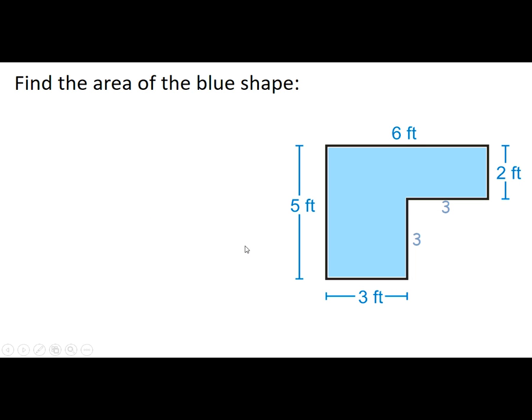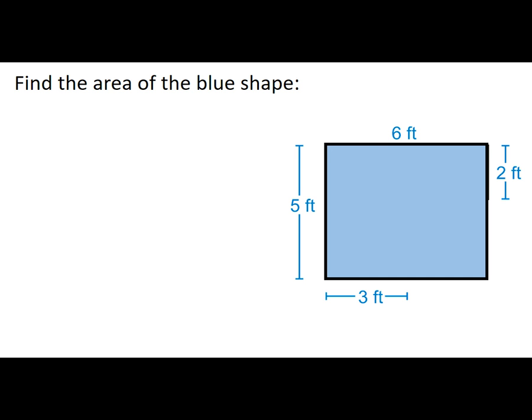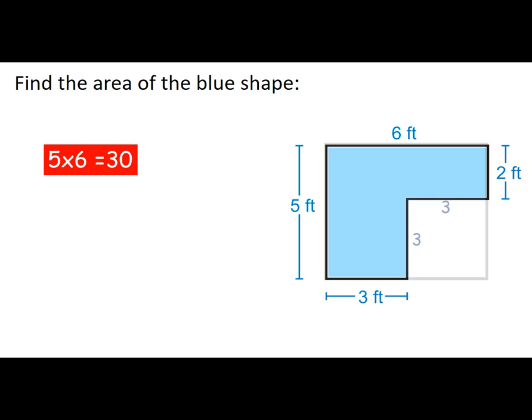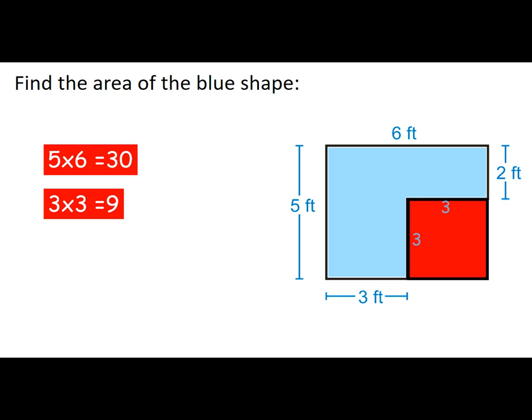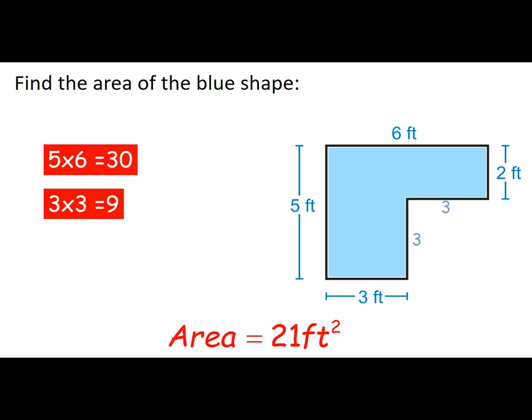Just to point this out, we could do this problem a different way. Instead of breaking it up into rectangles, we could instead find the area of this entire square. 5 times 6, that would give us 30 for the area of the big part. And then simply subtract away the part that's not there. Subtract away this little rectangle. 3 times 3 is 9. And when we do 30 minus 9, we'll still get 21 square feet.